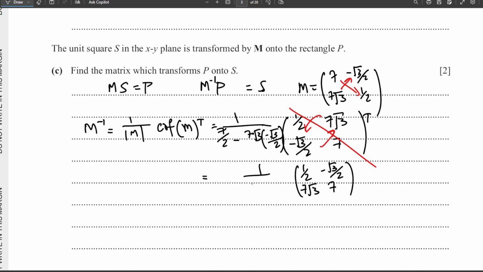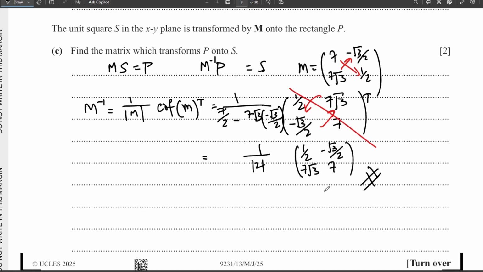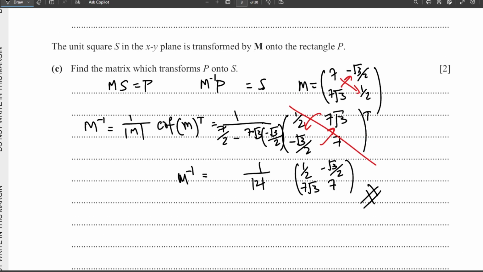And this one, if you do the computation, that is 1 over 14. And yeah, this finally is your final answer for the inverse matrix of M. Okay, that's the inverse M. So yeah, that's the final answer.